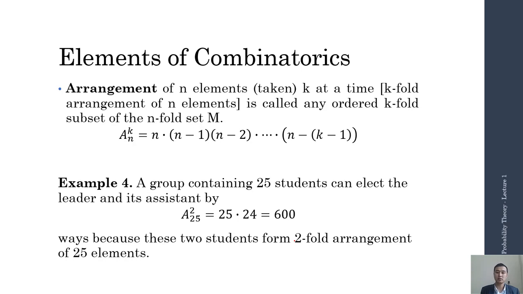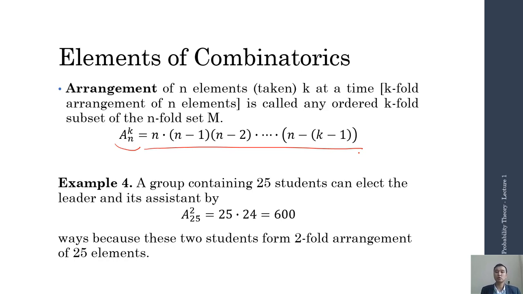Arrangement of n elements, taken k at a time, is a k-fold arrangement of n elements. It is any ordered k-fold subset of the n-fold set M. It can be calculated using this formula. Consider the following example.